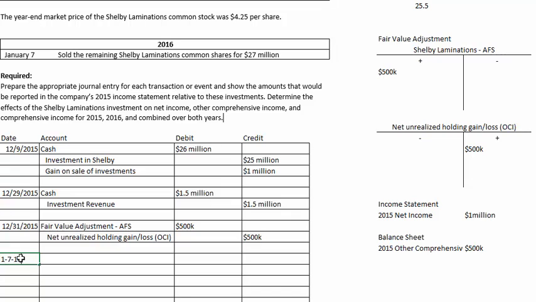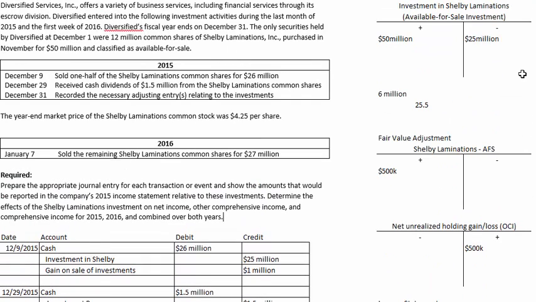We're going to receive cash for the entire amount of the proceeds, which is $27 million, because the problem up here tells us that. And we're also going to remove the remaining cost of the investment that it was originally recorded at. So the remaining $25 million has to go away, because logically at the end of the entry, we've sold all the shares, the account should reflect zero.